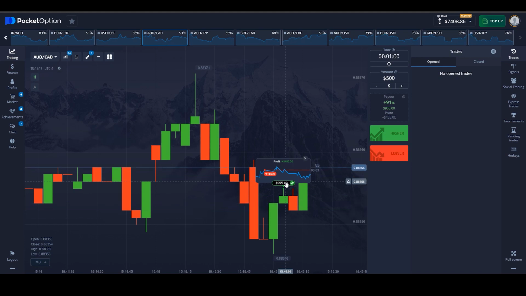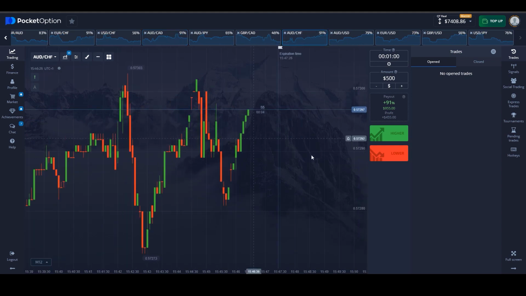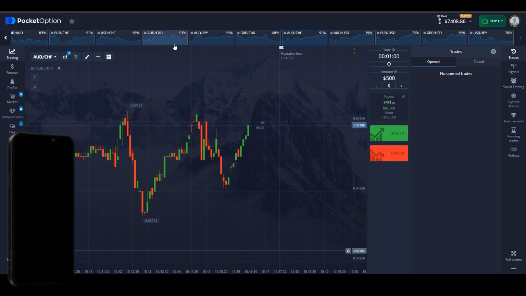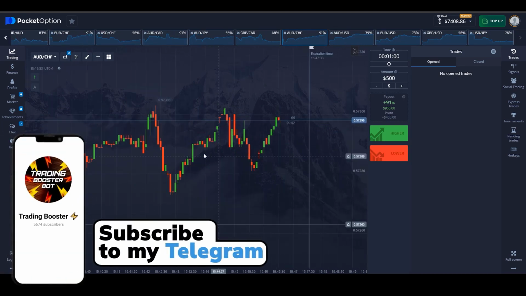Be sure to write in the comments which pair you liked more. This was my personal comparison of these two pairs and I honestly liked the Australian dollar Swiss franc a little more than the Australian dollar Canadian dollar, because the price moves more nicely here.